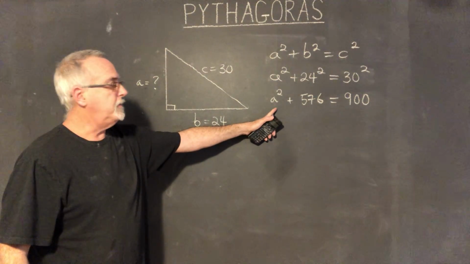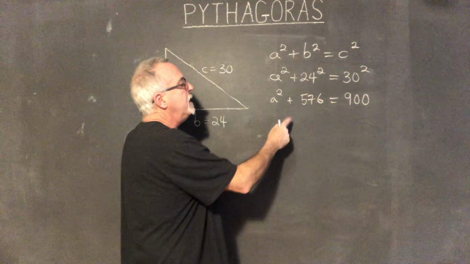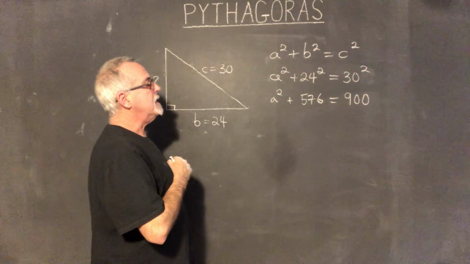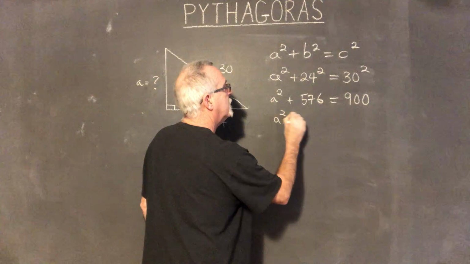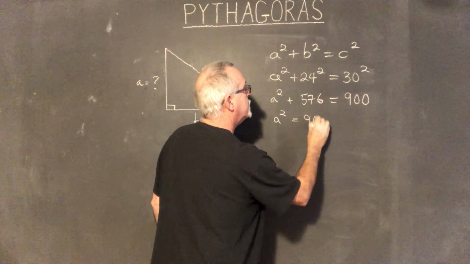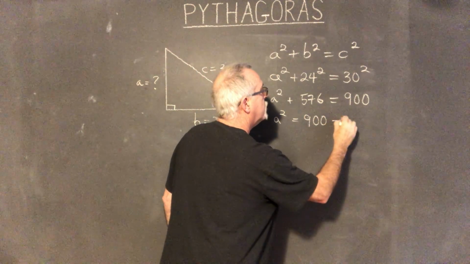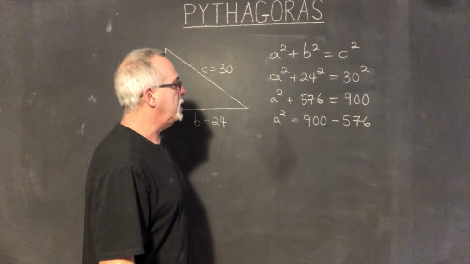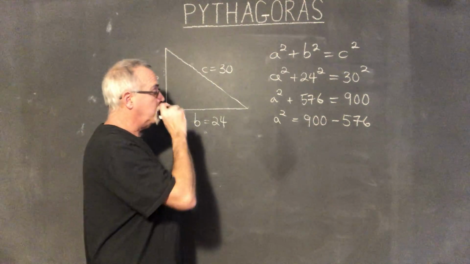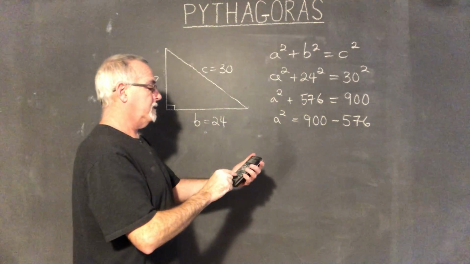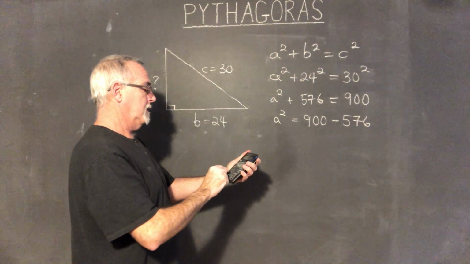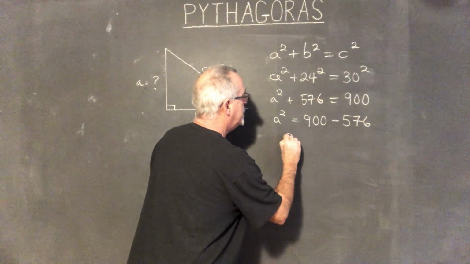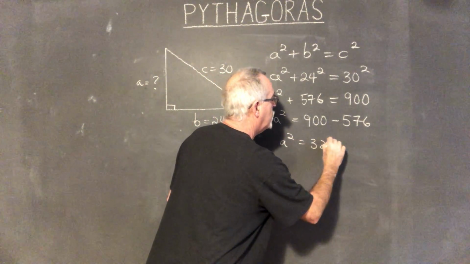So now we have to do a little bit of algebra because this time our unknown wasn't all alone on one side of the equals like it was in the previous example. So we're going to take the 576 and it is going to be subtracted from the other side. Yes, I am showing the algebra step very quickly, but I know that the students here have learned algebra and know how to do this. 900 minus 576 is 324. Therefore, A squared is equal to 324.